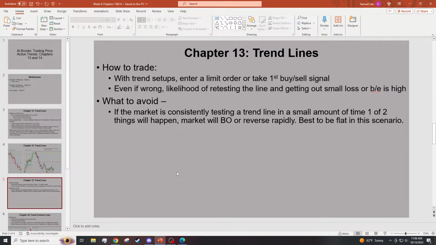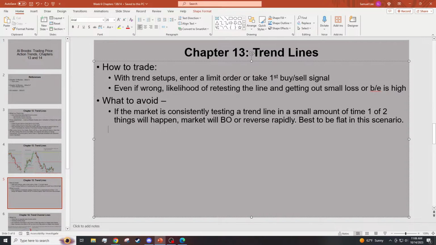And what do you want to avoid? Well, if the market is consistently testing a trend line in a small amount of time, one of two things will likely happen. The market will break out or burst rapidly, and you're like, well, duh, Victor, what a call. But because it's getting into maybe a tight trading range, or because the market is likely going to break out or reverse rapidly, it's going to do things really fast. In my opinion, it's best to be flat, because that could be a trade where you're caught on the wrong side rather quickly.